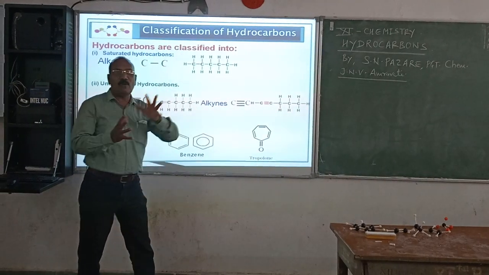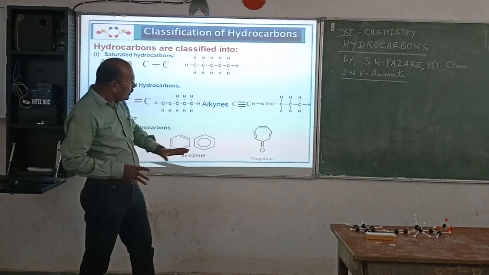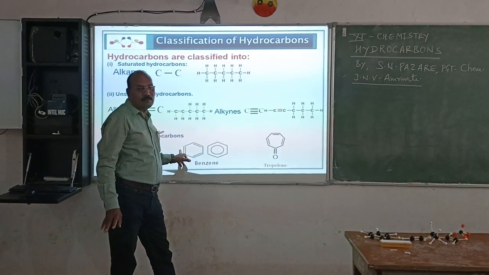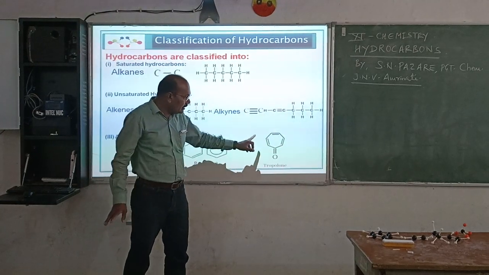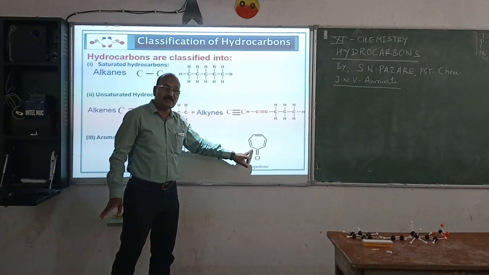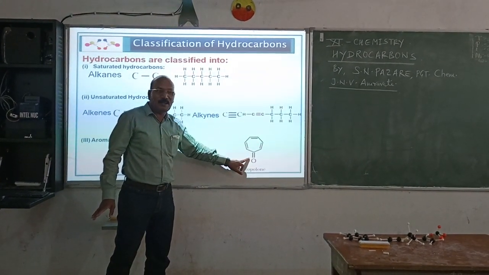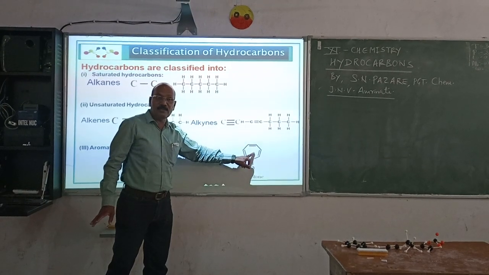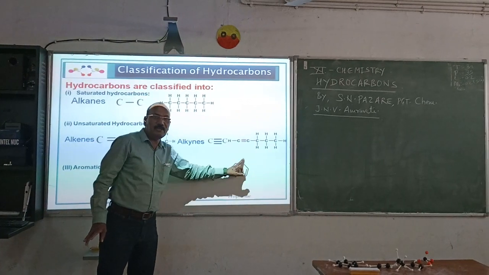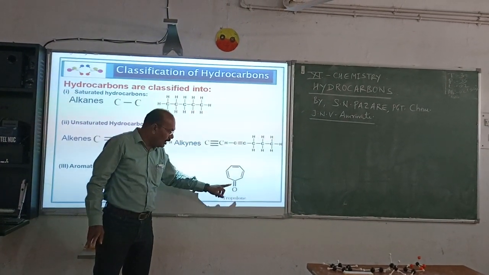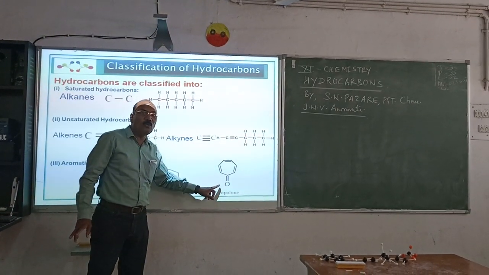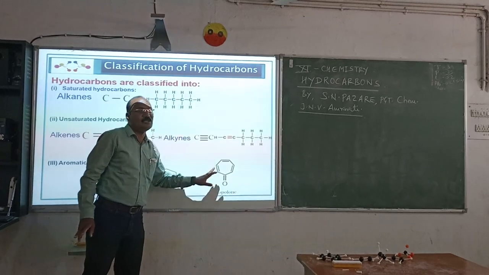So how many double bonds are there here? There are 4 double bonds. In this compound there are 4 double bonds. In benzene there are 3 double bonds and 3 single bonds. Here there are how many single bonds? 1, 2, 3, 4. 4 single bonds and 4 double bonds. This is the tropanone. 4 single, 4 double. And how many carbon? 6. How many hydrogen? 5. And how many oxygen? 1. C6H5O. It is the molecular structure of the tropanone.